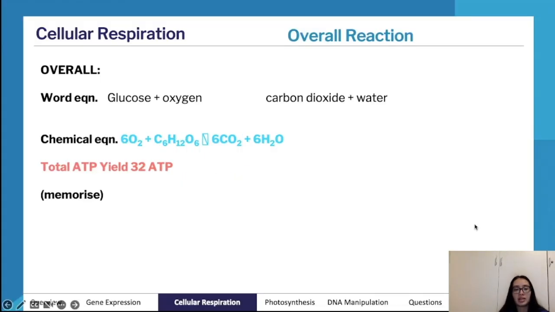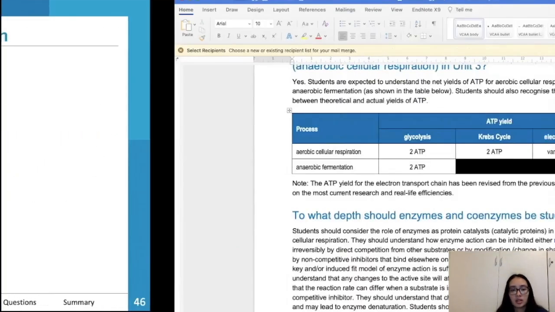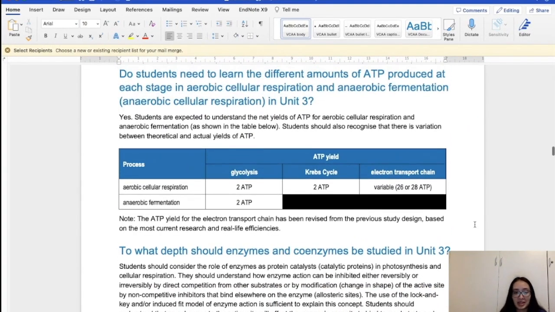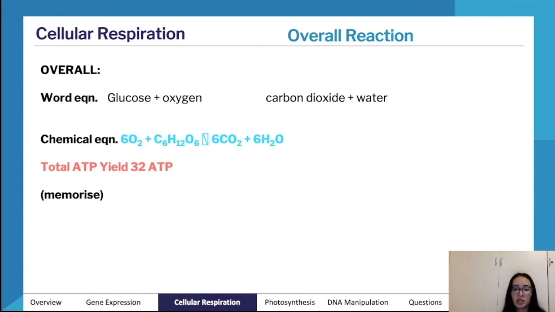You really want to keep in mind that this document here has everything you need to know about changes to the study design. In 2022, a new study design was created, and this has the updated content that you need to know. For glycolysis, you've got 2 ATP being produced, and for the Krebs cycle, 2 ATP as well. For the electron transport chain, you've got either 26 or 28 ATP being produced. So ultimately, you've got 30 to 32 ATP being produced. Keep that in mind, and go back and check this document if you're unsure.